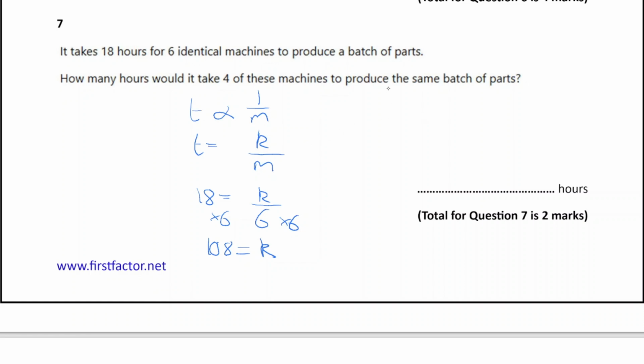Substituting that back into the original equation gives us t equals 108 over m. And then we finally just need to substitute m equals 4 and solve for t, and that will be our time in hours, which is 27.